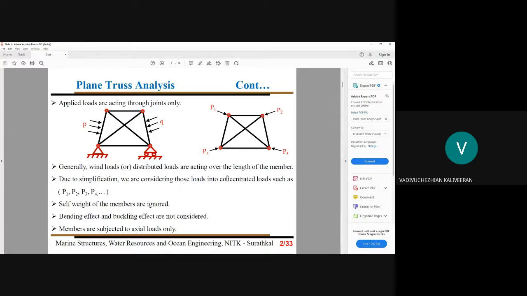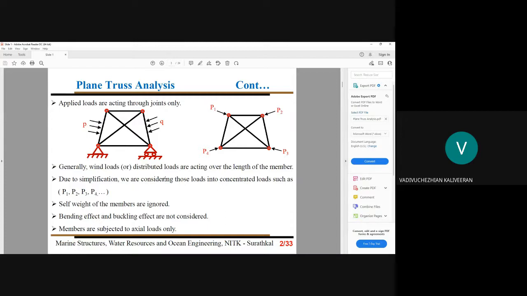In a general category, we will say 6 degrees of freedom per node: U1, V1, W1, and we can also say theta 1, theta 2, theta 3. Per node we can consider 6 degrees of freedom for a general arrangement. For a plane truss, in this case we are trying to fix only loads and the displacements U1, V1. In that way only we can consider.